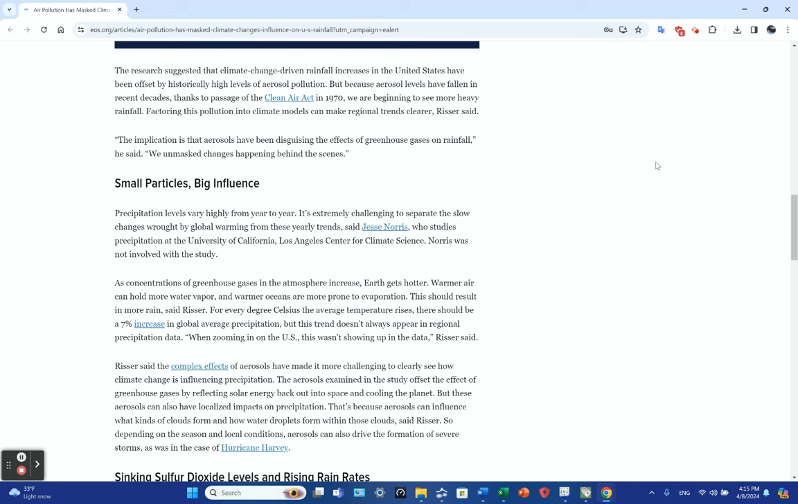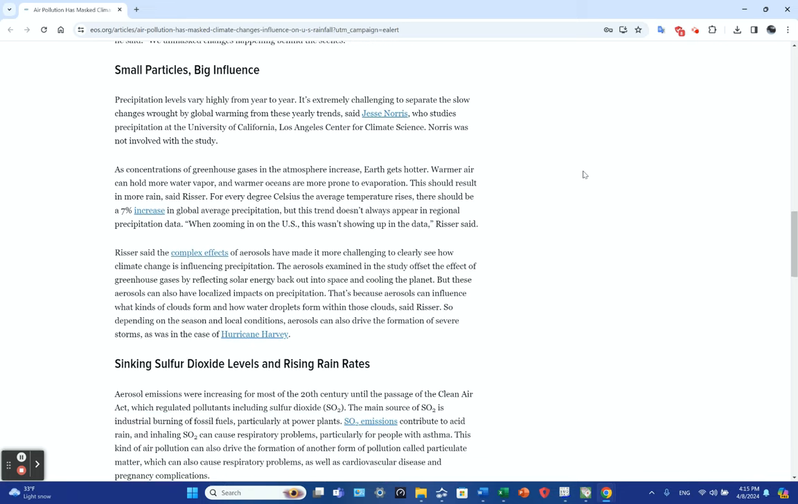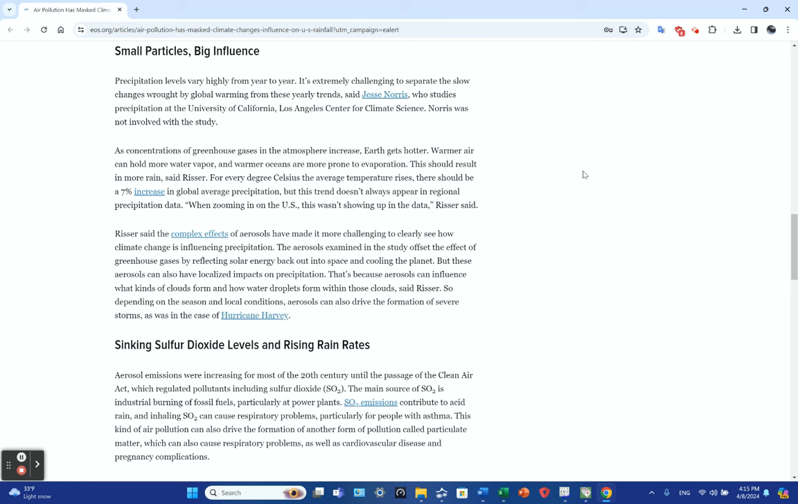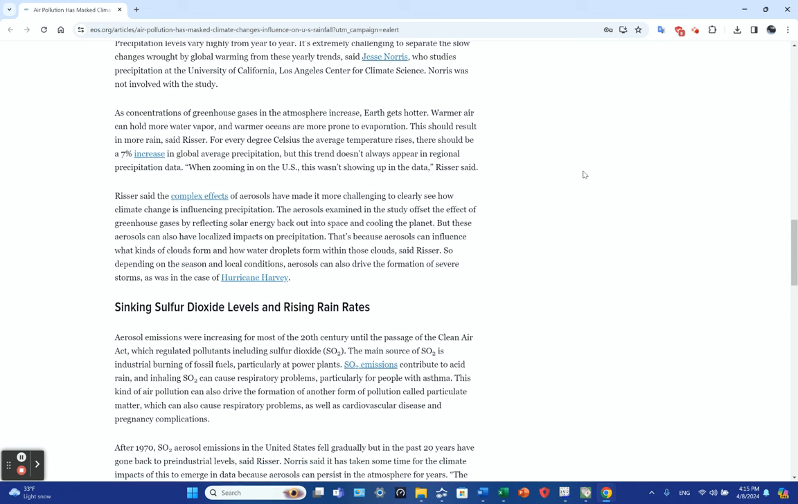Well, for reasons that I just explained, it does seem contradictory. Precipitation levels vary highly from year to year. It's extremely challenging to separate the slow changes wrought by global warming from those yearly trends, said Jesse Norris, who studies precipitation at UCLA's Center for Climate Science and was not involved.